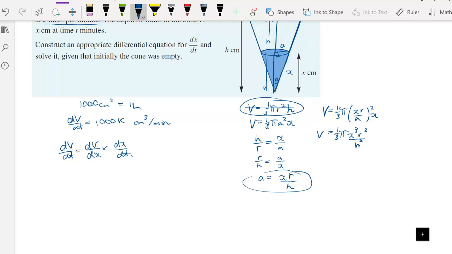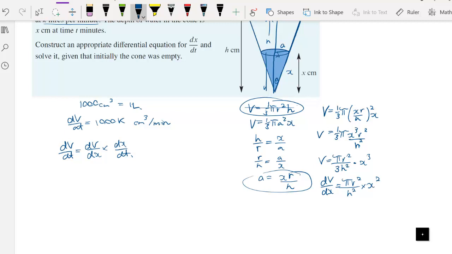Alright, so now we've got our rule for V. And if we set that up with that variable separate from the constants, we've got volume is equal to pi r squared on 3h squared multiplied by x cubed. And therefore dV/dx will be multiplied by 3. So that cancels the 3. And we've got pi r squared on h squared multiplied by x squared.